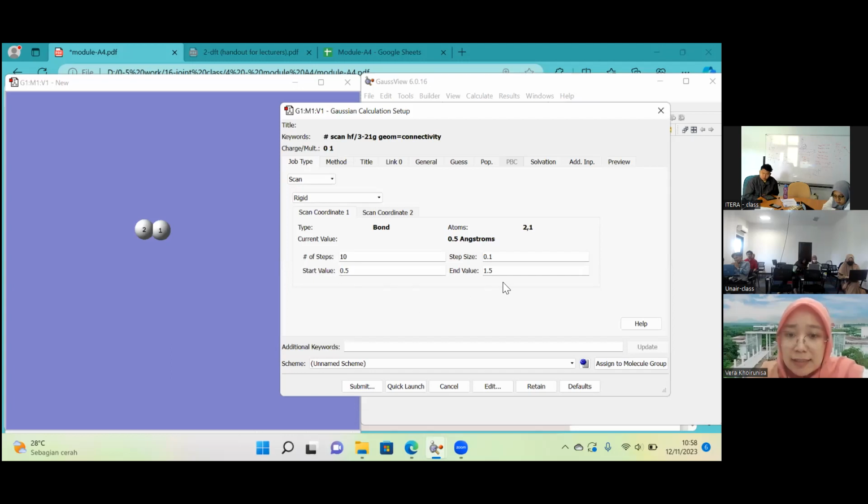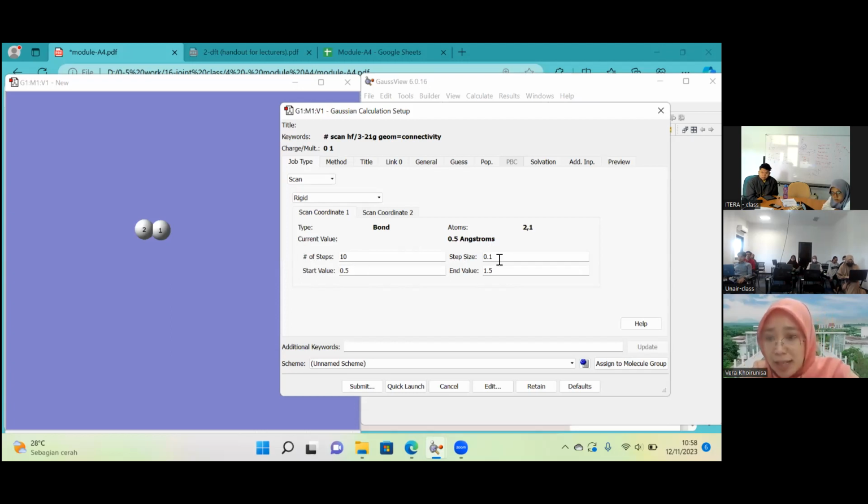And you will put in here the number of steps. So how many steps do you want to calculate? 10, 20. So you will have 20 calculations. If 10, so you have 10 points of calculations. So this is the number of steps.